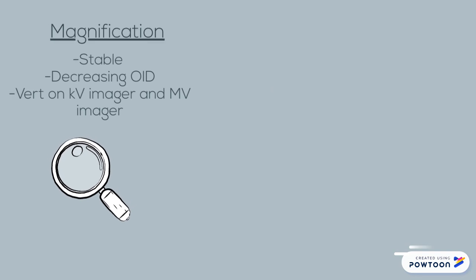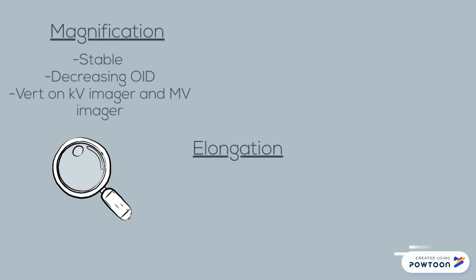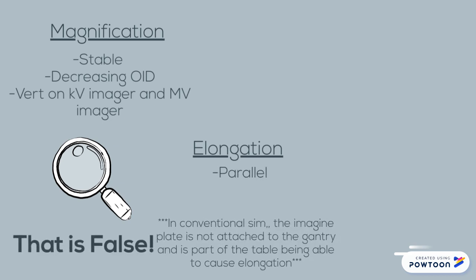Therapists do manipulate the OID by moving the vert of the kV imager and MV imager depending on the size of the patient and the field they are trying to capture, but the system already has set parameters. Elongation is not a factor in rad therapy because the source and image receptor will always be a set 180 degrees apart.